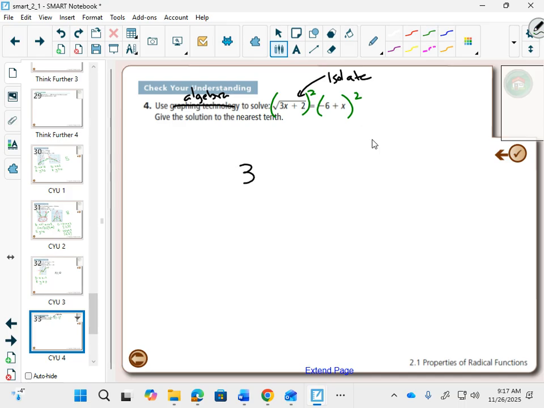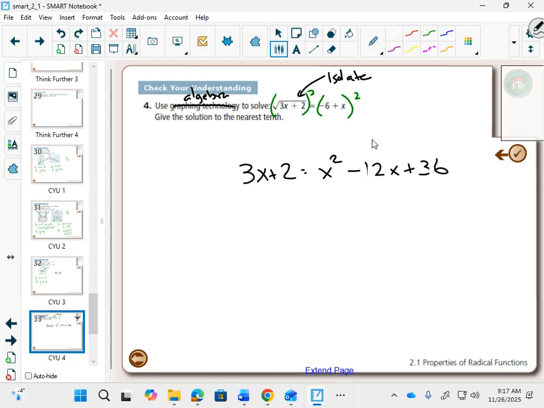Okay? And squaring this, you're going to have to FOIL that out. x squared minus 12x plus 36. Hopefully you're good at this. Instead of minus 6 plus x, I just thought of x minus 6 times x minus 6.